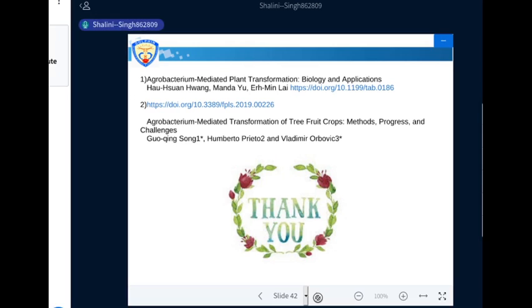That is all about the plant transformation method via Agrobacterium-mediated transformation.